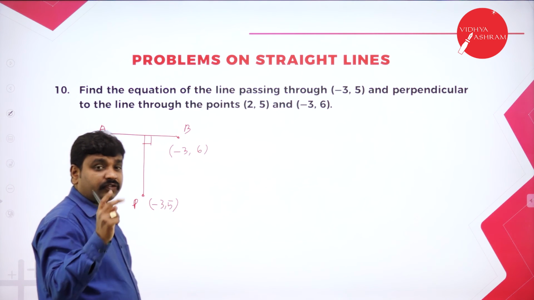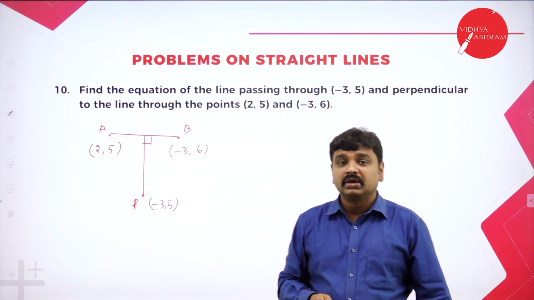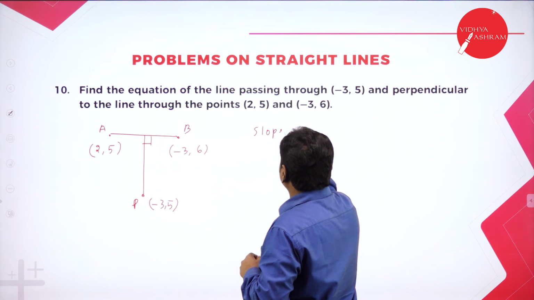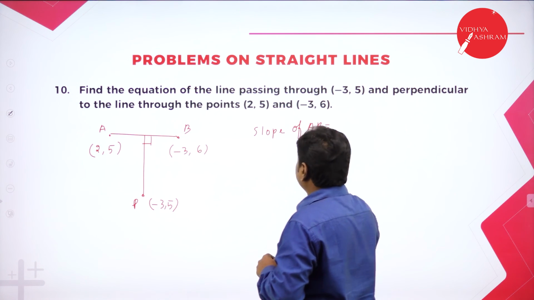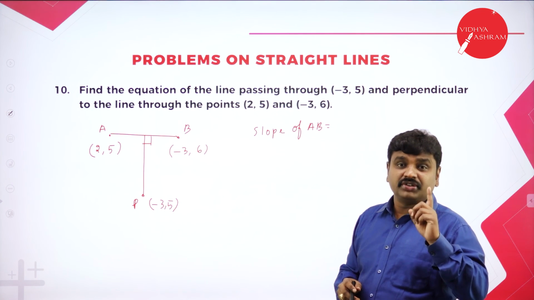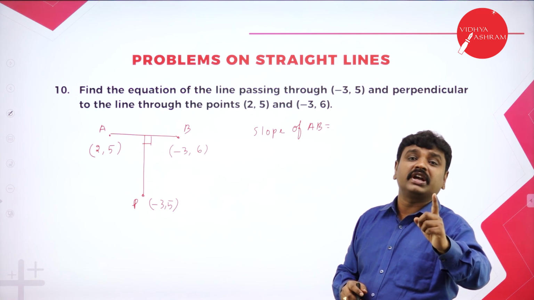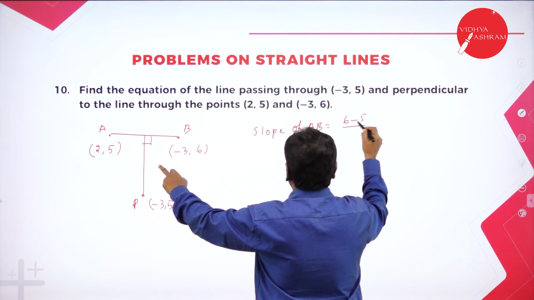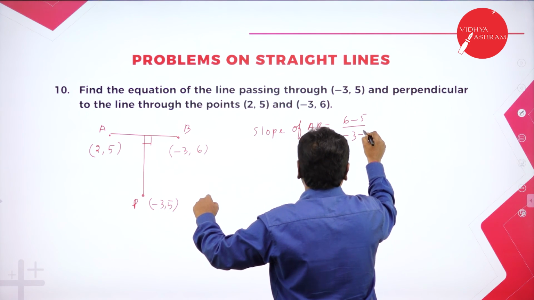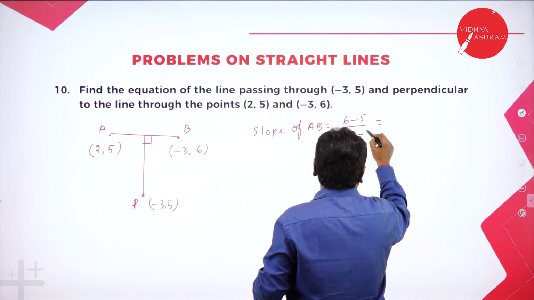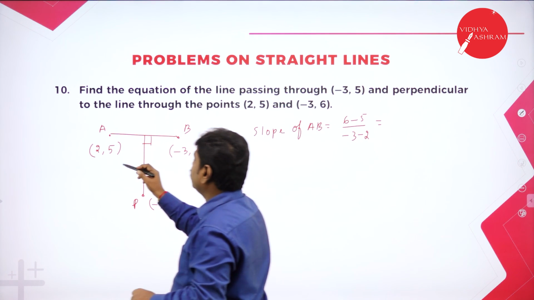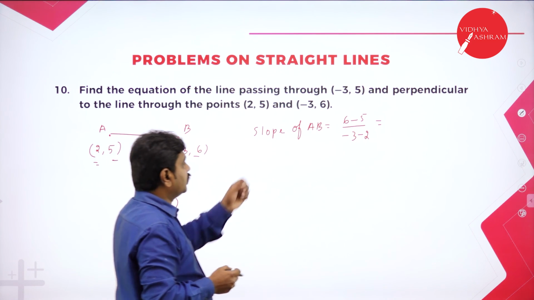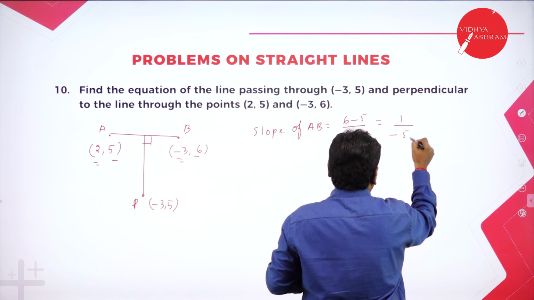All of you know, if two lines are perpendicular, the product of slopes is minus 1. So first we'll find the slope of AB. How to find the slope of AB? In my first class I taught you that the slope of the line joining points can be found by the difference of y coordinates divided by the difference of x coordinates. So the slope of AB is (6 minus 5)/(-3 minus 2), using y2 minus y1 over x2 minus x1. Then it will be 1 by minus 4, that is minus 1 by 4.